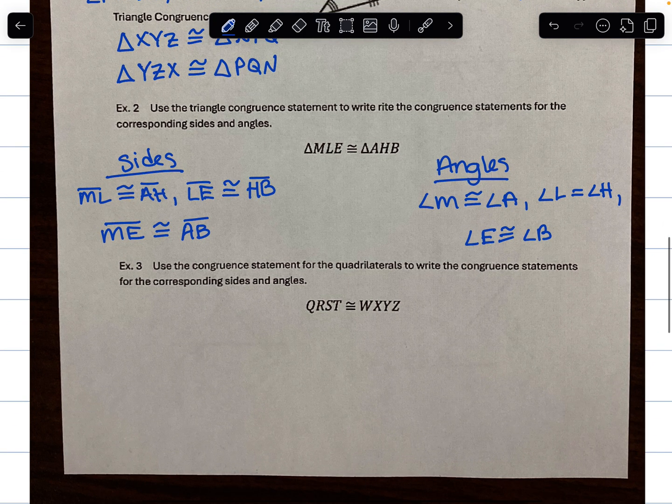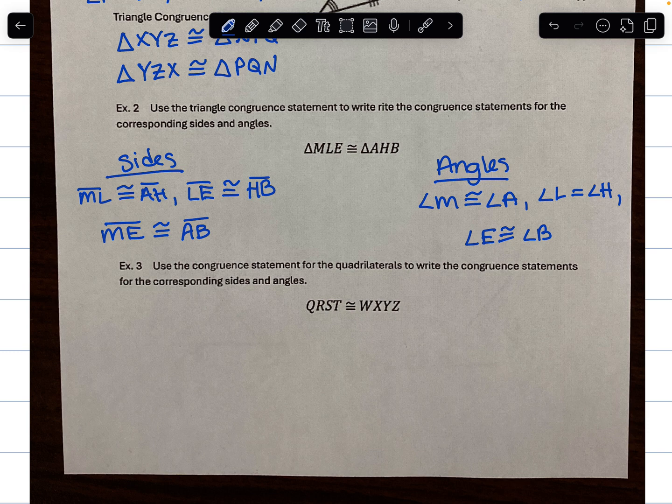Okay. All right, I want you to try the bottom one. Use the congruent statement for the quadrilateral to write congruent statements for corresponding sides and angles. So what we just did, but with another one? Yeah, there's going to be 4 sides and 4 angles. Okay. So I'm going to give you a second to list all those.